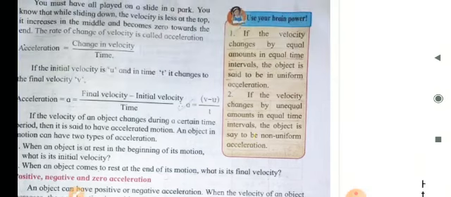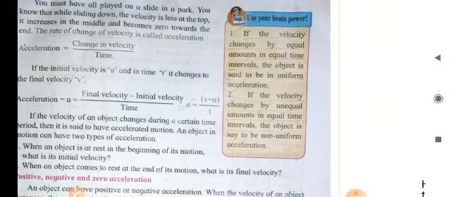Use your brain power. 1. When an object is at rest at the beginning of its motion, what is its initial velocity? So it is 0. Second, when an object comes to rest at the end of its motion, what is its final velocity? Again it is 0.